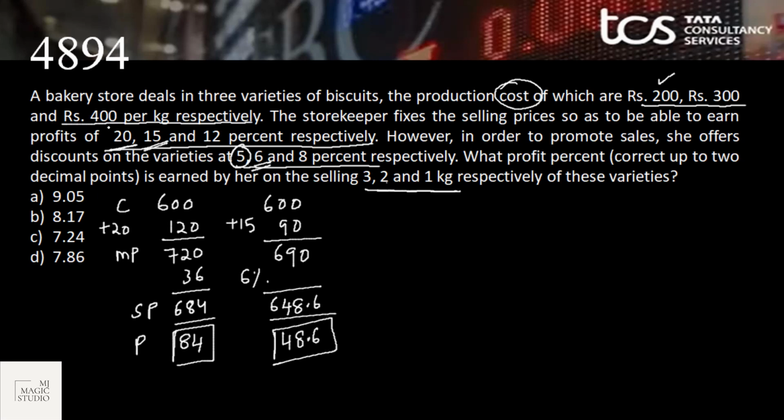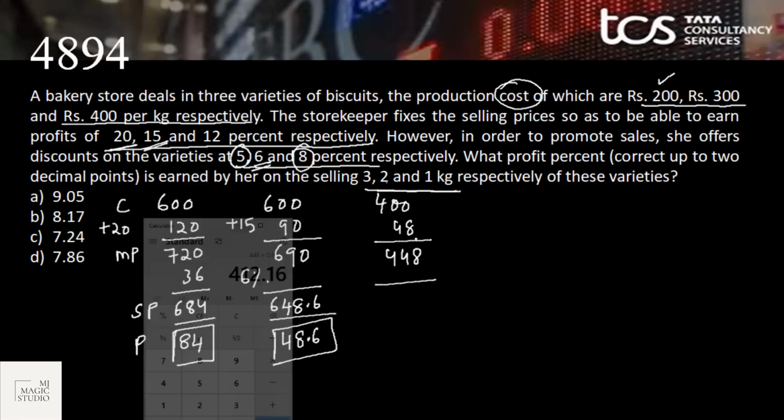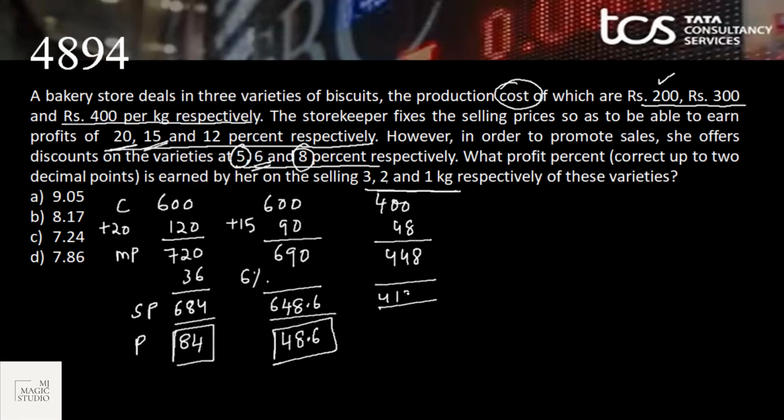Next variety, only 1 kg. CP 400. Want a profit of 12%, that is 48. So 448. Now an 8% discount needs to be given. That means the recovery would be how much? 92%. So 448 into 0.92 gives 412.16. So 412.16, here the profit is 12.16.